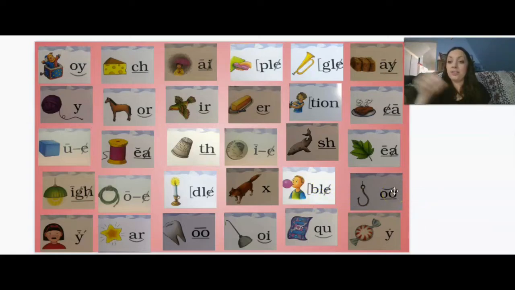Hook, digraph, O-O. Cry, I. Vowel, Y. Star, R. Combination, A-R. Tooth, oo. Digraph, O-O. Oil, oi. Diphthong, O-I. Quilt, qu. Combination, Q-U. Candy, E. Vowel, Y.